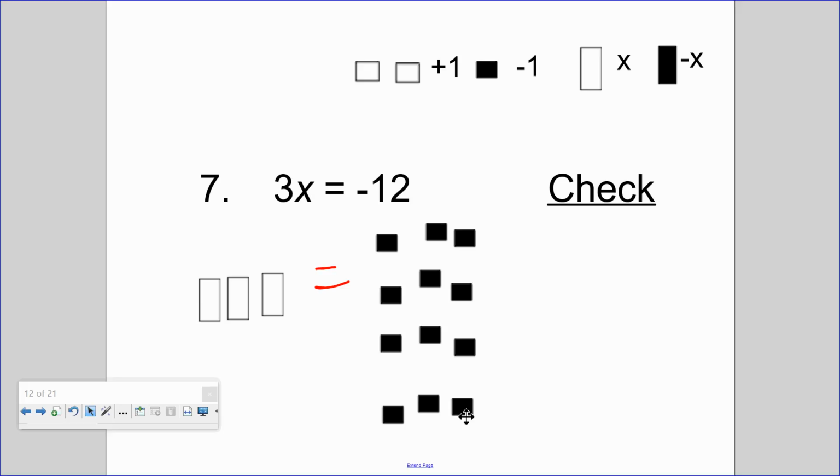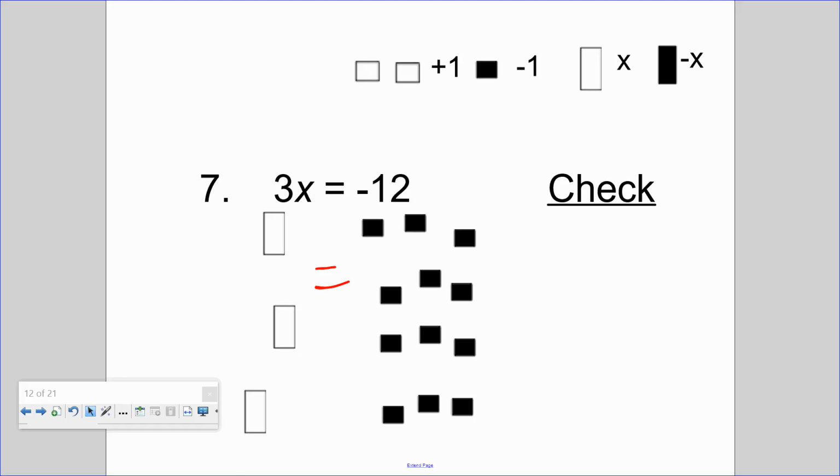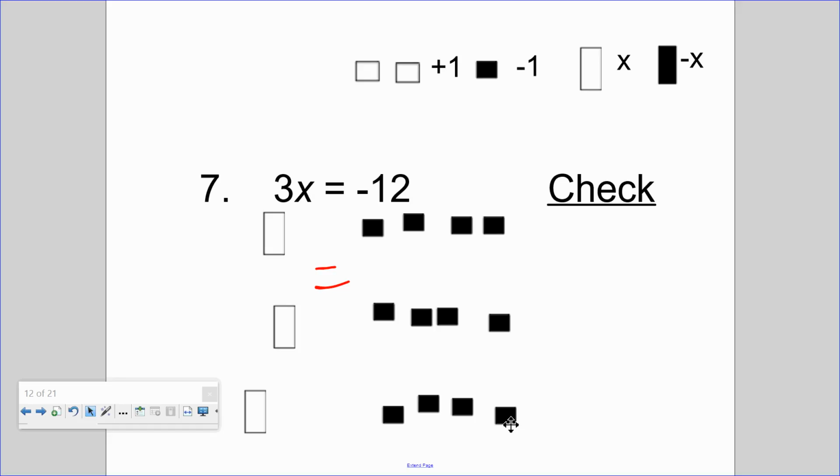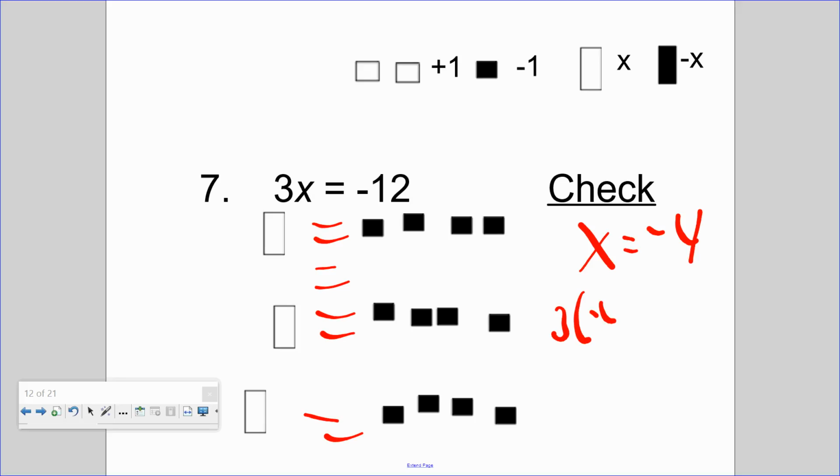So I have negative 12. What will each x equal? So this x, this x, this x. Let's see. This goes here, this goes over here. So we have 12 negatives. We're splitting it up, or dividing it, into 3 groups. So that means each x will equal negative 4. Let's check our work. What's 3 groups of negative 4? 3 times 4 is 12. Opposite, negative 12. Check mark.